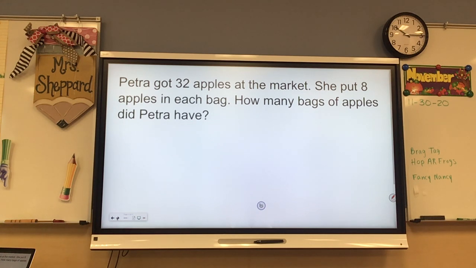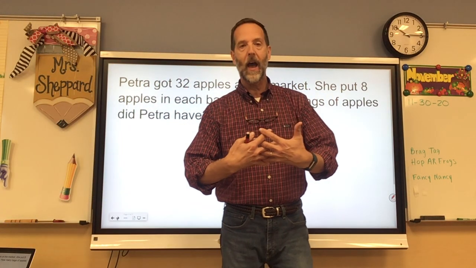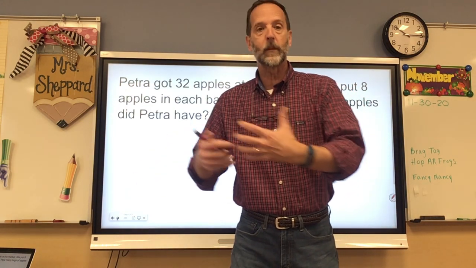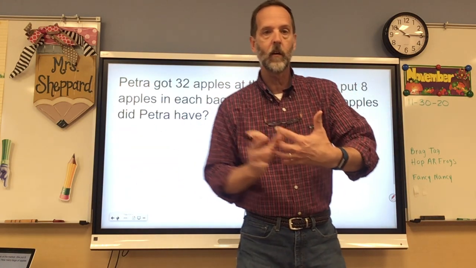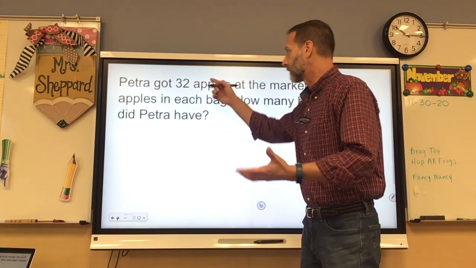She put 8 apples in each bag. How many bags of apples did Petra have? Okay, so she got 32 apples, and she puts them in 8 apples in each bag. So she's got 32. She goes 8 here, 8 here, 8 here. How many times is she going to do that if she's got 32?